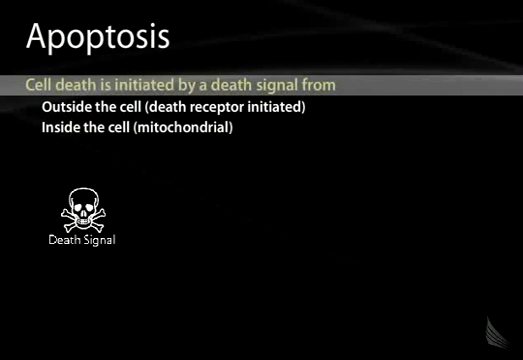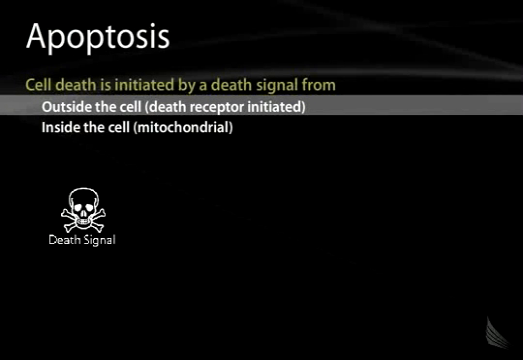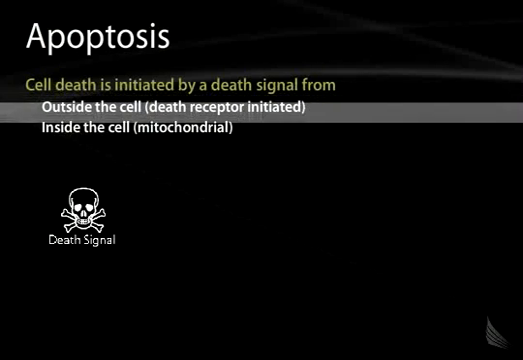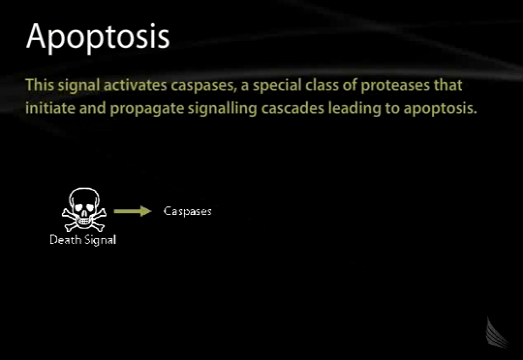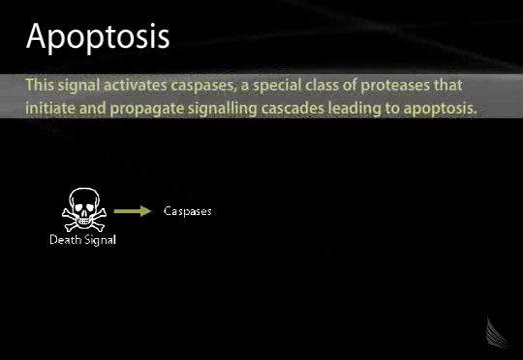Now, how does apoptosis occur? Well, cell death is initiated by some death signal. That death signal can come from outside the cell via some cell surface receptor, like Fas and Fas ligand, for example, or from inside the cell via some signal from mitochondria. So the cell either receives a signal from outside that says it's time for you to die, or there's a signal from the inside that says something's not working properly and we need to die. So that death signal leads to the activation of a special class of proteases called caspases. And these caspases initiate and propagate proteolytic cascades which lead to the breakdown of the cell.